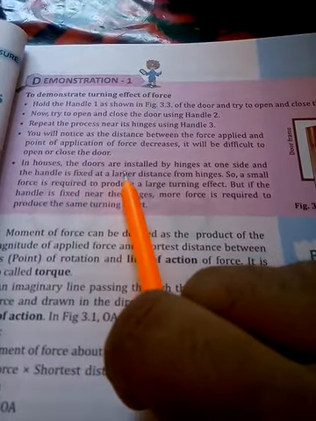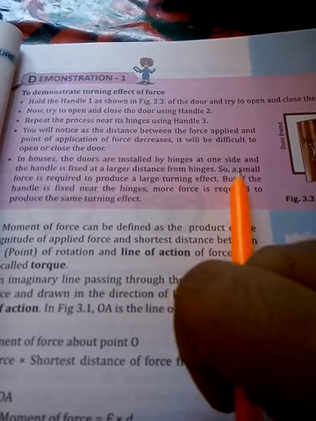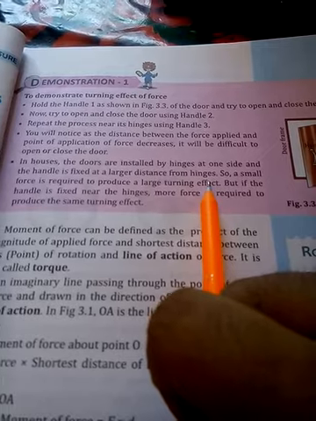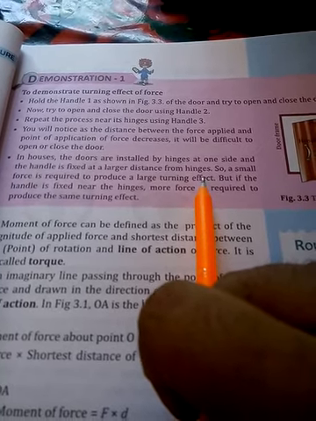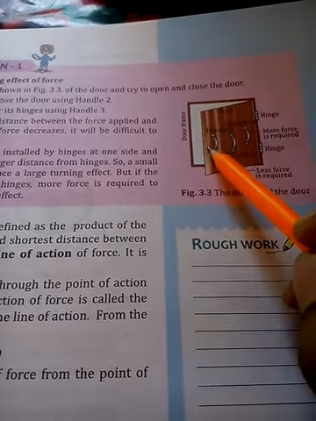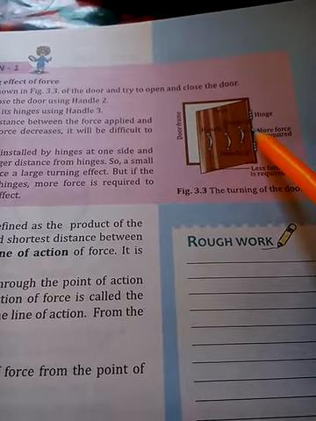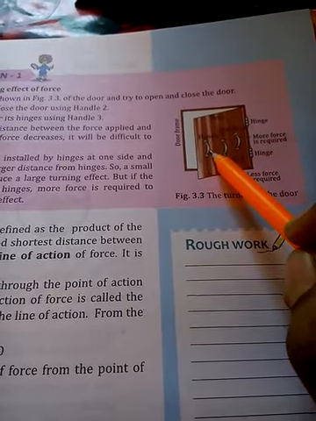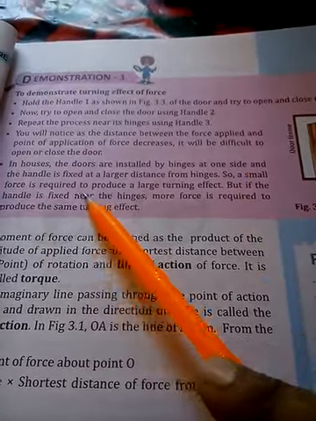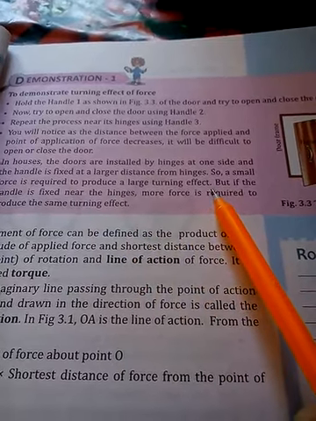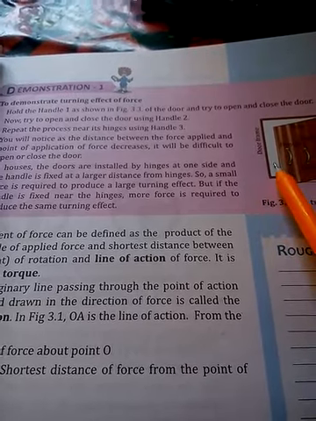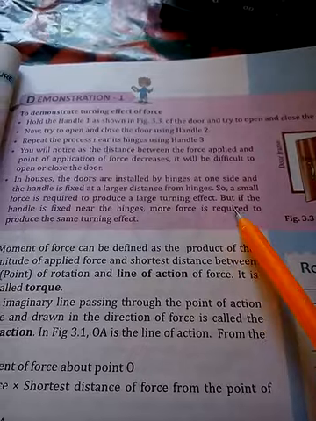So in houses also, the doors are installed with hinges at one side and the handle is fixed at a larger distance from the hinges. If you notice in your houses, we try to keep the distance between the hinge and the handle as much as possible. Why do we do this? So that a small force is required to produce a large turning effect, so that with a little amount of force we can easily open the door and produce a turning effect.